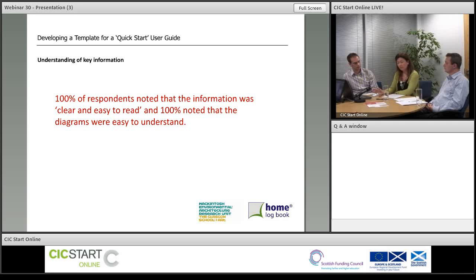On the flip side of that, one person commented that maybe it wasn't technical enough. And others indicated that the do's and don'ts boxes on each page managed to condense information into a very clear and concise set of instructions and advice.